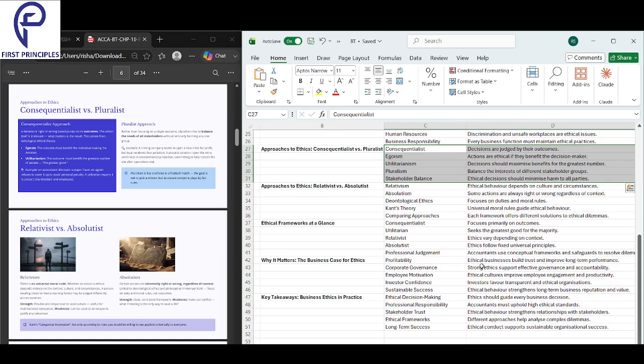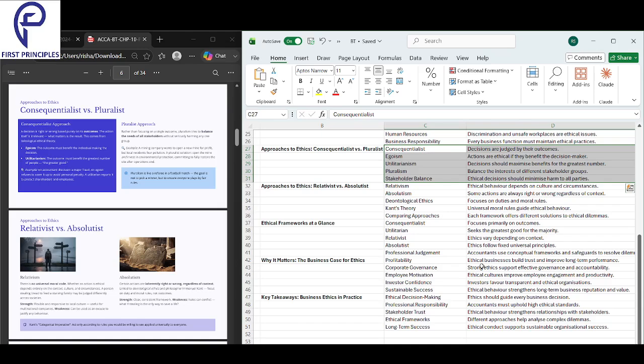First is consequentialist. Decisions are judged by their outcomes. If the outcome is good, your decision was good. Egoism means actions are ethical if they benefit the decision maker. Then we have utilitarianism. Decisions should maximize the benefits for the greatest number. Then we have pluralism. We have to balance the interest of different stakeholder groups. And then we have stakeholder balance. Ethical decisions should minimize the harm to all parties.